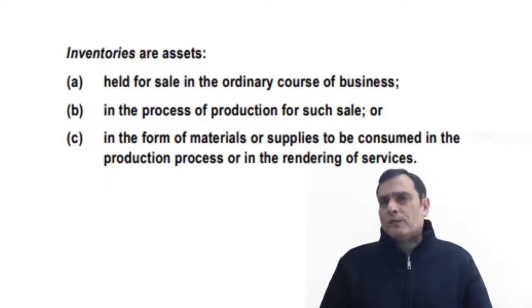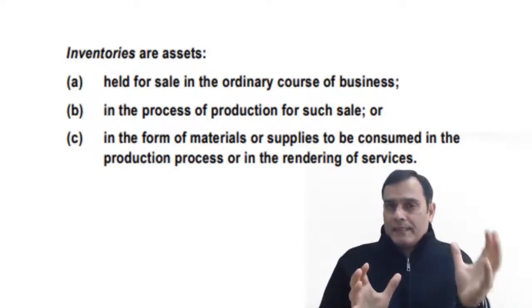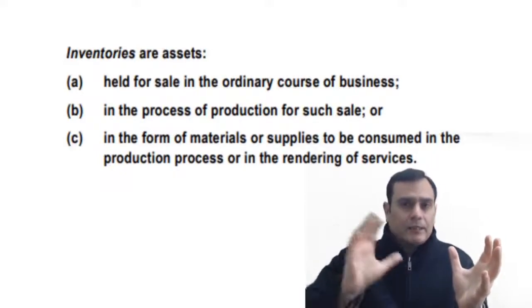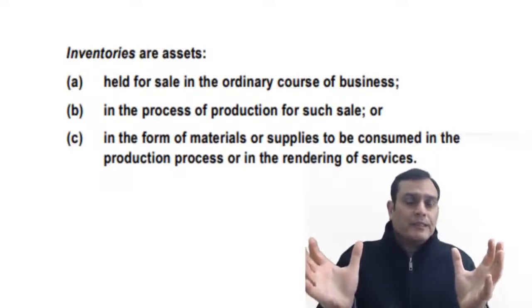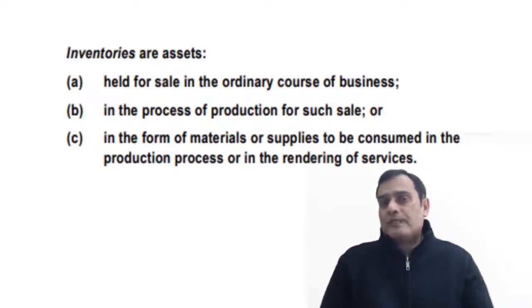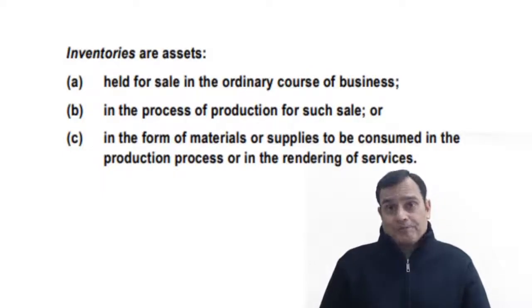So in simple words, we can say the definition has got two focus points. One is that it's an asset which has got two features, control and future economic benefits, and the other is the purpose for which the inventory is held: sale, or it is in the production process for such sale, or it's raw material to be consumed in that production process. That's the crux of the definition of inventory.